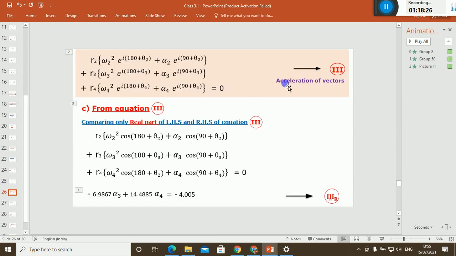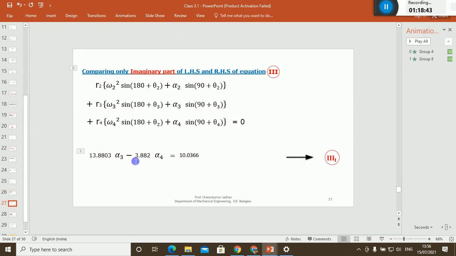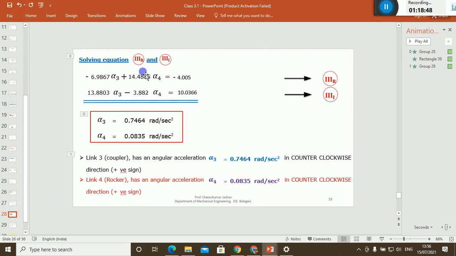So this was the third equation, that is the acceleration vector. So again, compare the real part and the imaginary part of LHS and RHS. When you compare the real part, you'll get this one, that is the third equation real part. Again, when you compare the imaginary part of this equation 3, you'll get this one, that is equation 3 with the imaginary part. After getting these two equations, again same, use the calculator, go to the equation mode, just substitute the values, you'll get the unknown things, that is alpha 3 and alpha 4. Since both these values are positive, it means the direction will be counterclockwise.